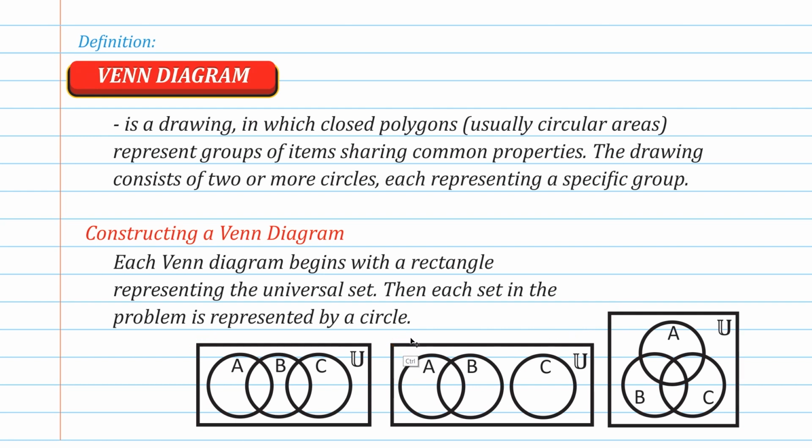Now, each set in the problem is represented by a circle. So in this case, we have a circle named A, which represents group A. Now, in this case, we have a circle named B, which represents group B. In this case, we have a circle named C, which represents group C. So, meron tayong three groups. Ganun din ito. This circle represents set A. This circle represents set B. This circle represents set C. Ganun din tong third example.